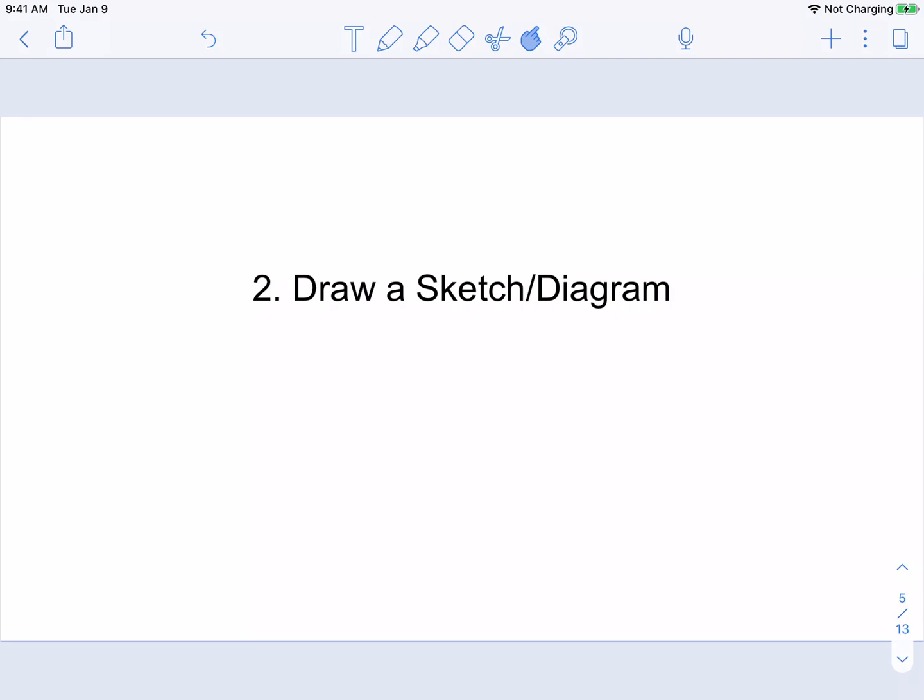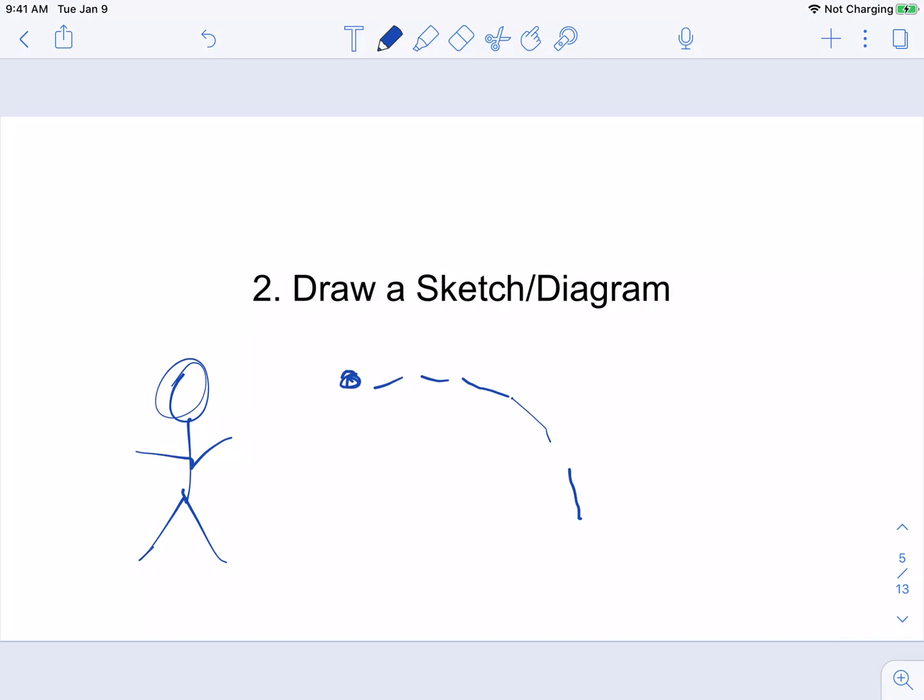After you read the problem, draw a sketch or a diagram. You do not have to be a great artist. I am not. Here is my go-to drawing right here. This is the most common drawing that I make, my stick person. I draw stick people all the time, but really anything so you can visualize what the problem stated. Maybe a ball was thrown horizontally and I want to see what's happening, the movement of that ball.